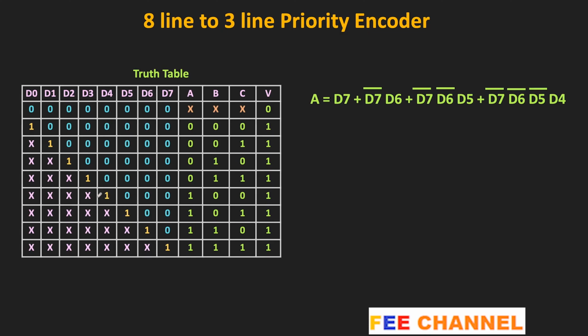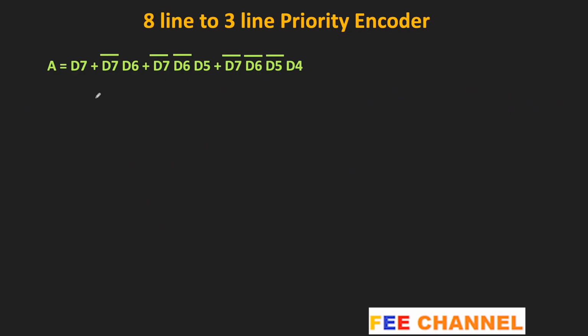And once again, using the distributive law, we can further simplify this expression. As we have seen earlier, x or x invert y is equal to x or y. So similarly over here, we will try to minimize this expression. If you see over here, in the last three expressions, this D7 invert is common. So if we take it outside, then we will have D7, or D7 invert, D6, or D6 invert, and D5, or D6 invert, and D5 invert, and D4.